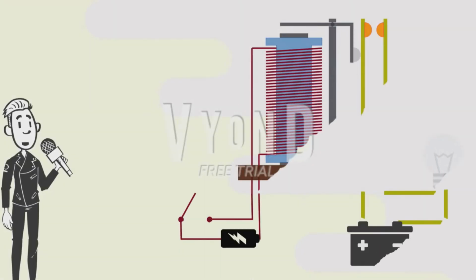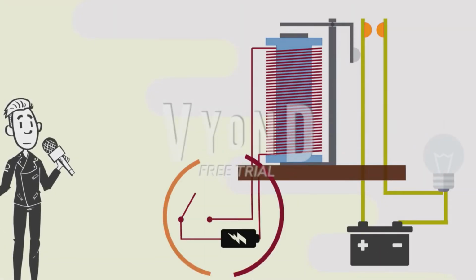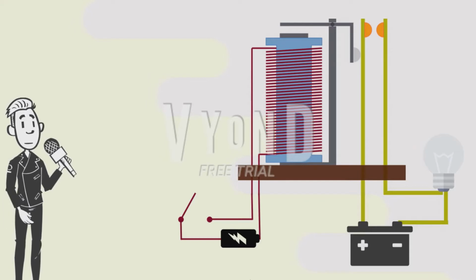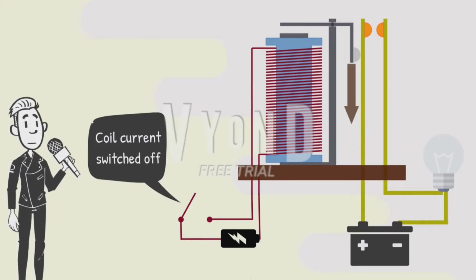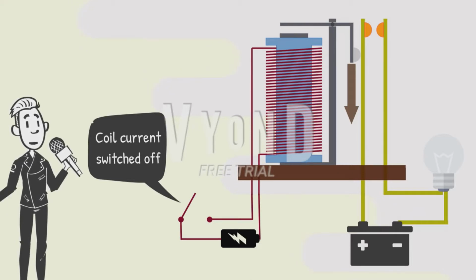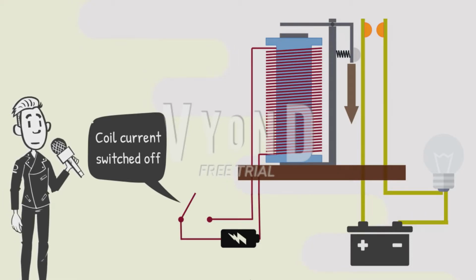Now, combine the relay with other components, power supplies, and the load terminal. When the coil current is switched off, there is a force that pulls the movable armature back to its original position. This force is mainly provided by the spring above them.